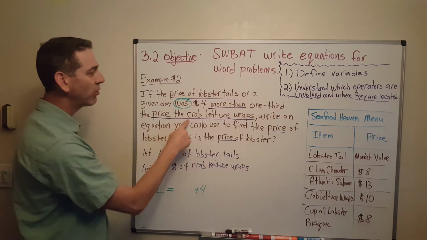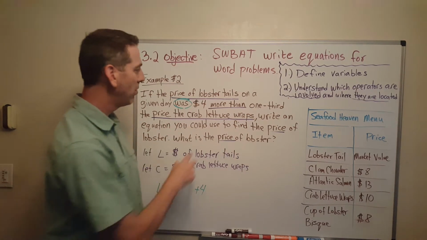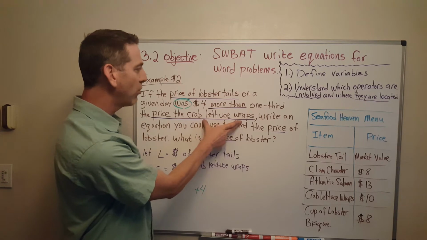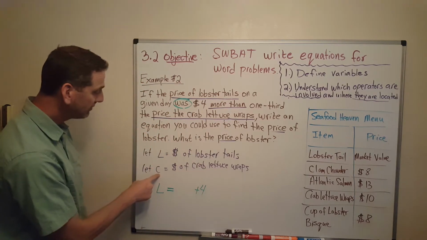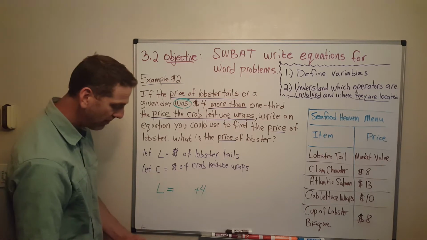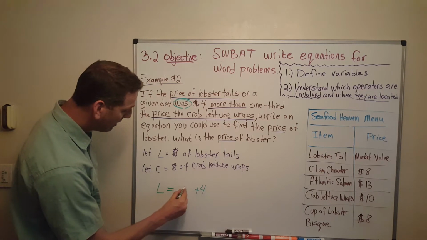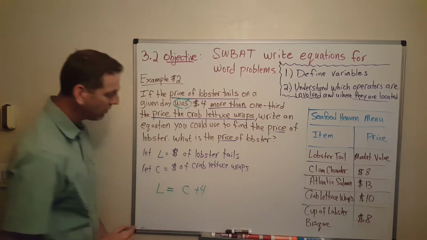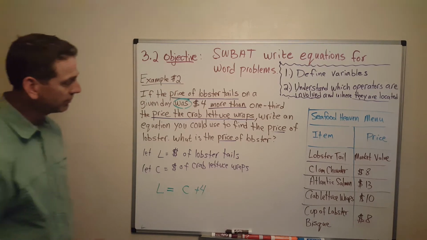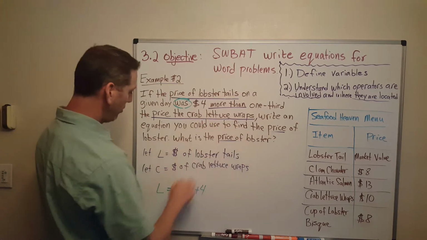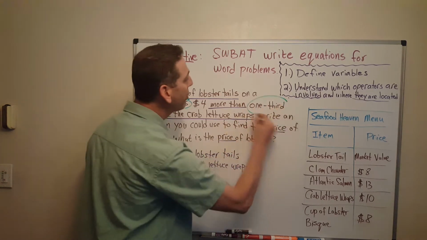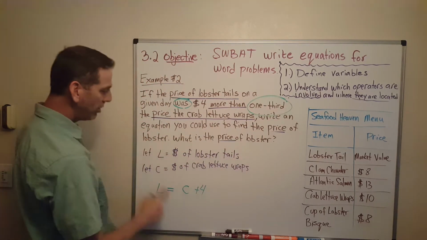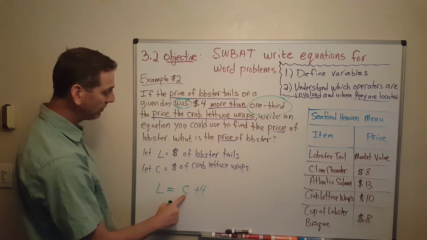1/3 the price of crab lettuce wraps. Well, do I have a variable that stands for crab lettuce wraps? I do. It's C. It's the price of crab lettuce wraps. So if I put a C right there, right? So the price of lobster was 1/3 the price of crab lettuce wraps.